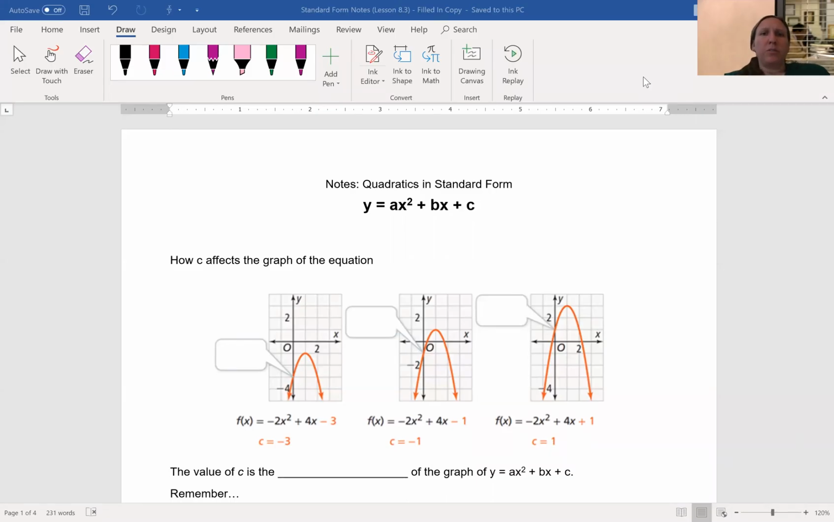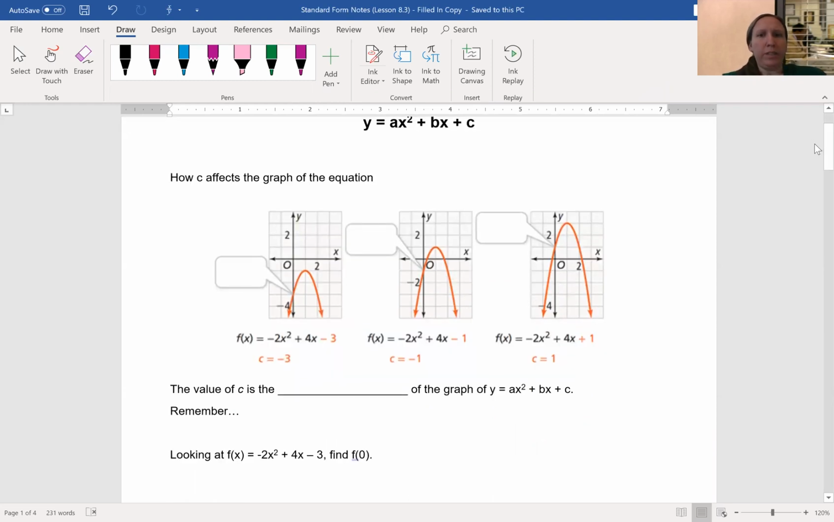This video is going to be about quadratics in standard form, which is y equals ax squared plus bx plus c. And the first section we're going to look at is how c affects the graph of the equation. So we have three different equations here. You might notice that they all kind of start the same. It's negative 2x squared plus 4x for all three of those. But that last number, that constant at the end, is different for each of those three equations.